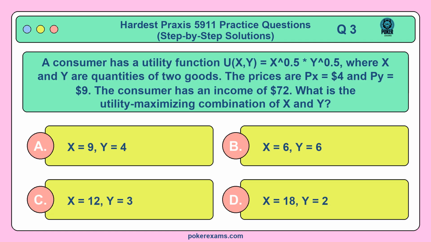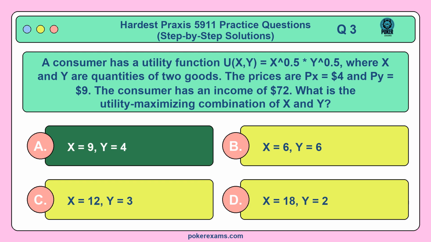Question 3. A consumer has a utility function U(x,y) equals x^0.5 * y^0.5, where x and y are quantities of two goods. The prices are Px equals $4 and Py equals $9. The consumer has an income of $72. What is the utility-maximizing combination of x and y? Is it? Option A. x equals 9, y equals 4. B. x equals 6, y equals 6. C. x equals 12, y equals 3. Or D. x equals 18, y equals 2.